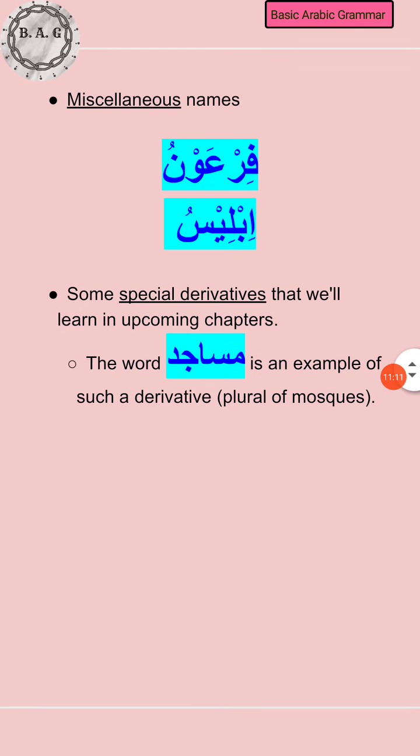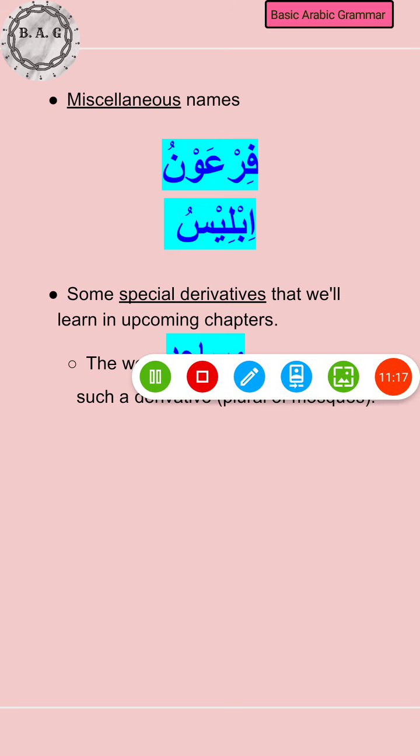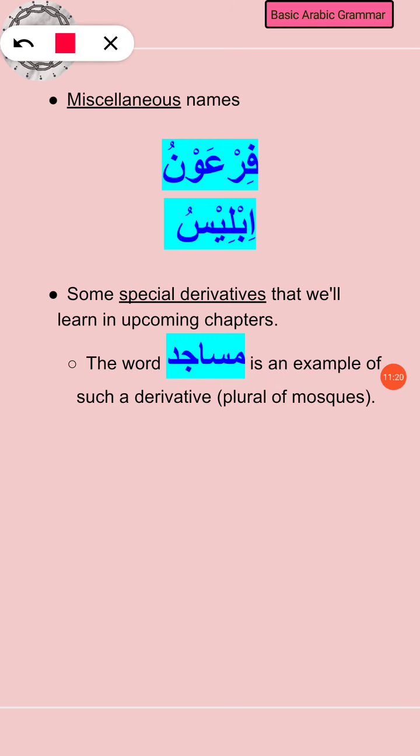Alright, so we have the miscellaneous names that haven't really been grouped. They include the names Fir'aunu, which is Rafa, then Fir'auna as a nasab or jar form, and then we have Iblisu, which would be Rafa, and then Iblisa in nasab and in jar forms. So done with this as well.